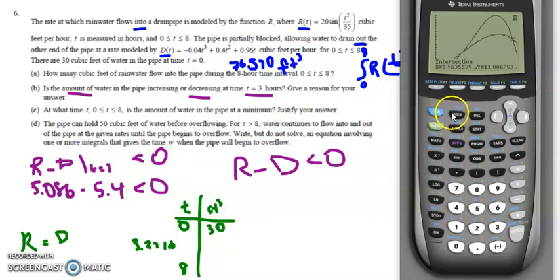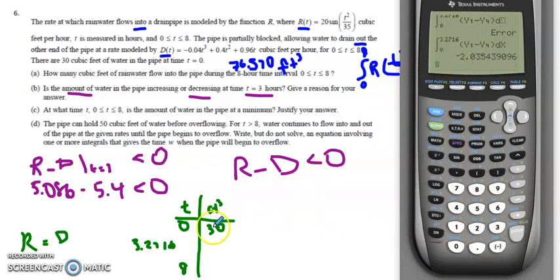So let's go back to the home screen. And what we're going to do is we're going to integrate. And we're going to integrate from 0 to 3.2716. That's our critical point. And we need to integrate rate in minus rate out. So remember that rate in was stored in y1 and rate out was stored in y4. Oops. Once again, I forgot my x to say that I'm integrating with respect to x, so I pull that back. Now this is the total change.